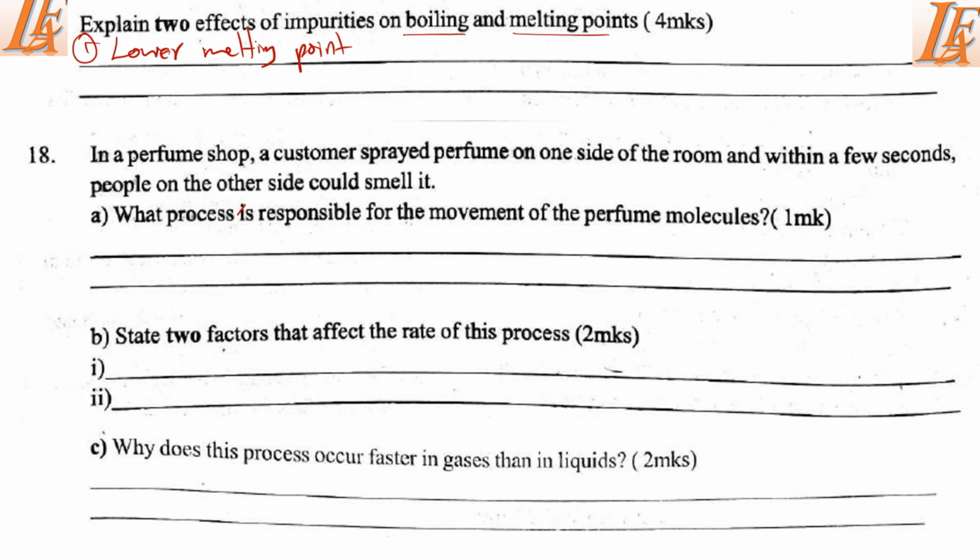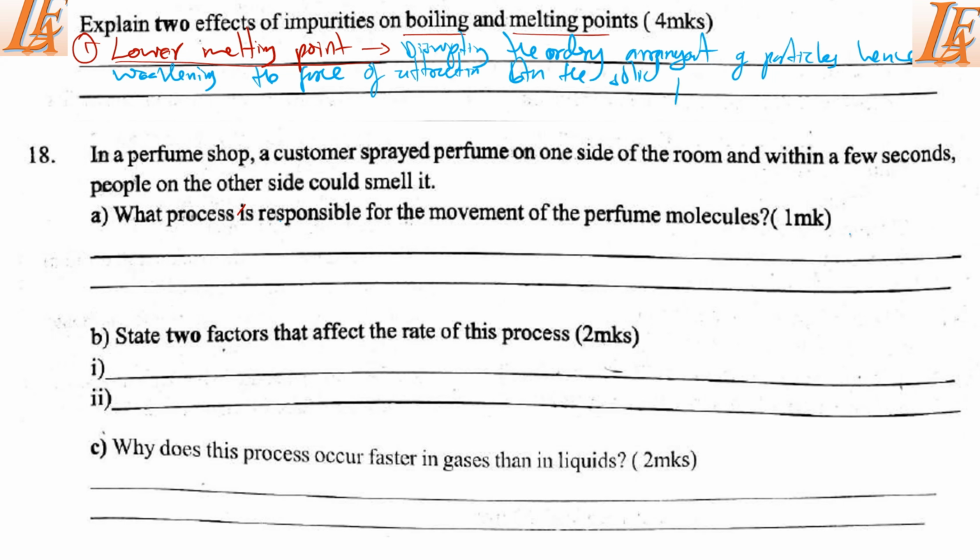How do impurities lower the melting point? Impurities lower the melting point by disrupting the orderly arrangement of particles, hence weakening the force of attraction between the solid particles, and in this case, the temperature which is required for melting now is lowered.